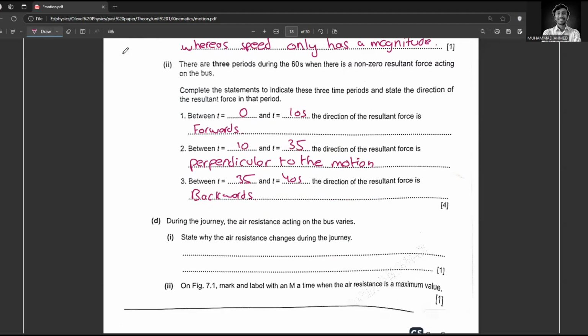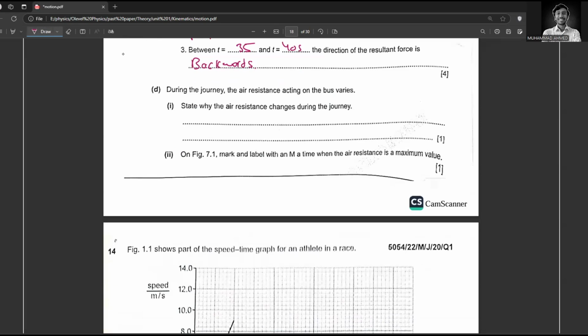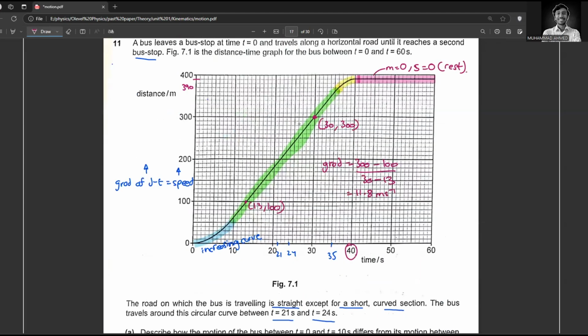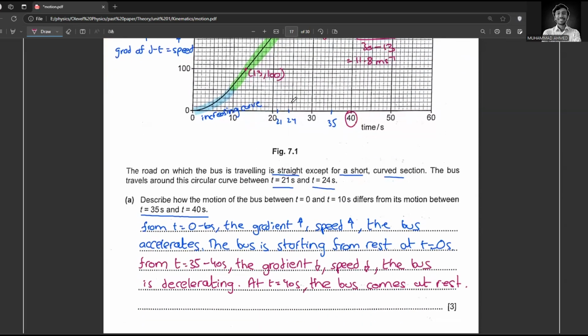Simple as that. During the journey, the air resistance acting on the bus varies. State why the air resistance changes during this journey. Air resistance changes because speed changes. The speed or velocity changes, anything will work here. On figure 7.1, mark and label a time when the air resistance has a maximum value. Air resistance has a maximum value when you have reached a constant speed, somewhere here. You can mark any point on the green line.